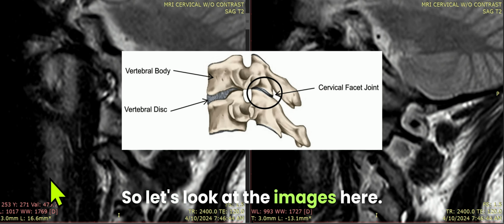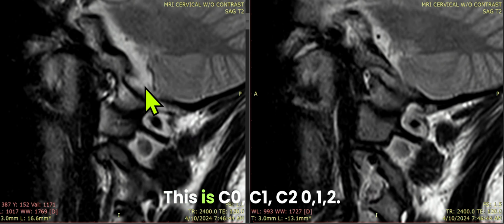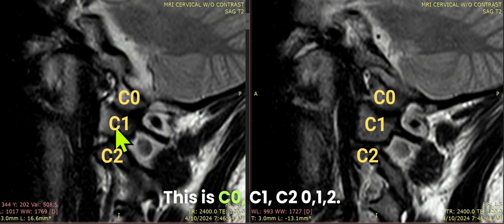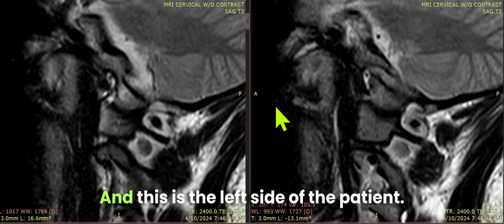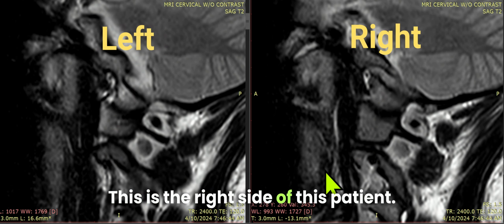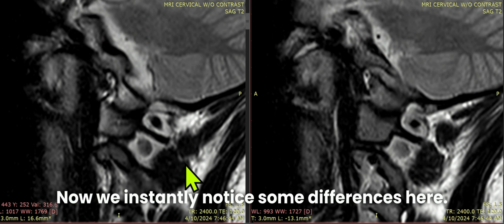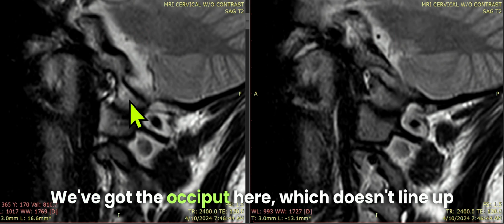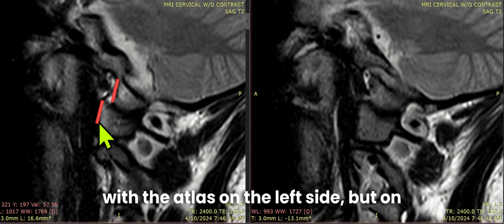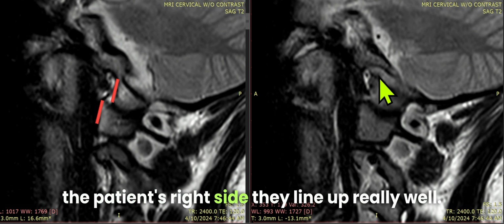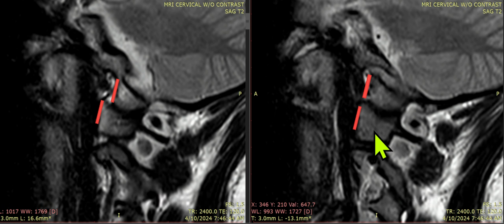So let's look at the images here. This is C0, C1, C2, 0, 1, 2. And this is the left side of the patient. This is the right side of this patient. Now, we instantly notice some differences here. We've got the occiput here, which doesn't line up with the atlas on the left side, but on the patient's right side, they line up really well.